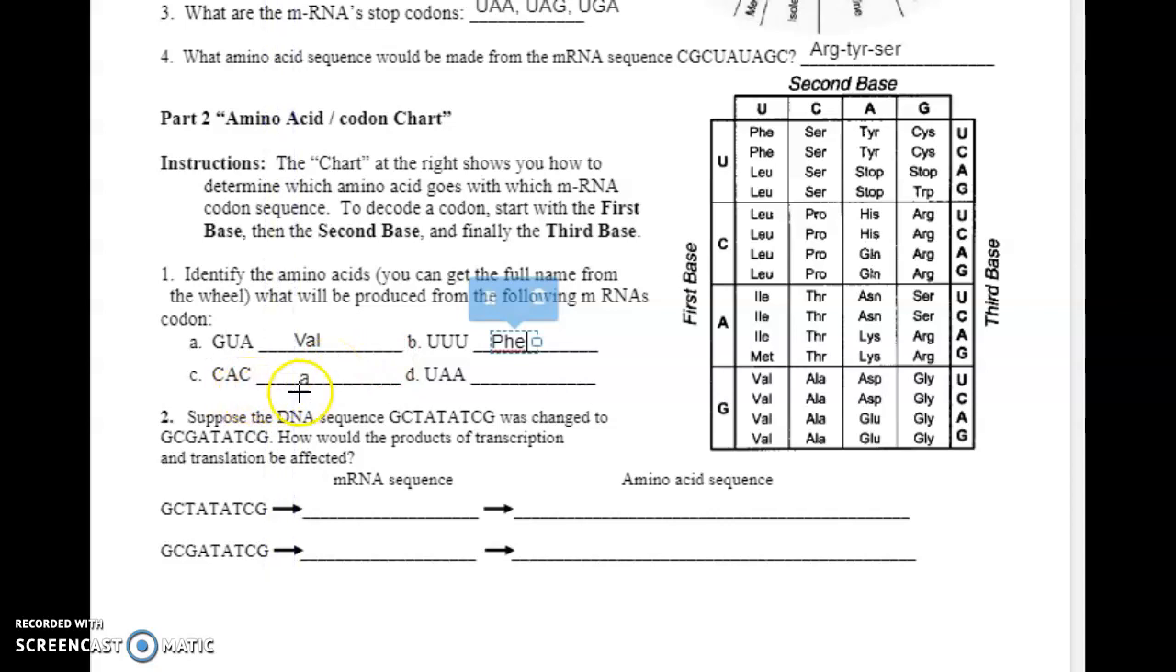Then we have CAC. First letter, C. Second letter is A, and they meet right here. So that will be our box. C coming across, A coming down. We're going to be somewhere in this box right here. Our next letter is C. So C across right there, and it'll be histidine, HIS.